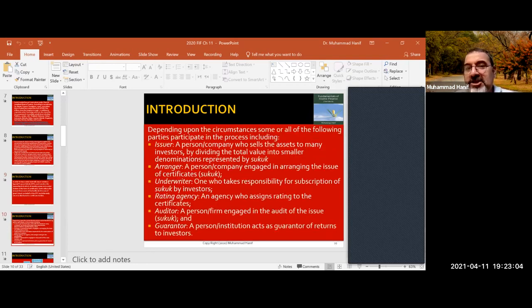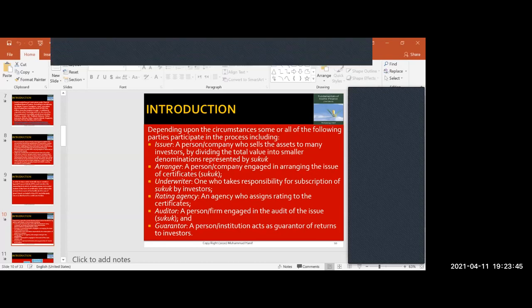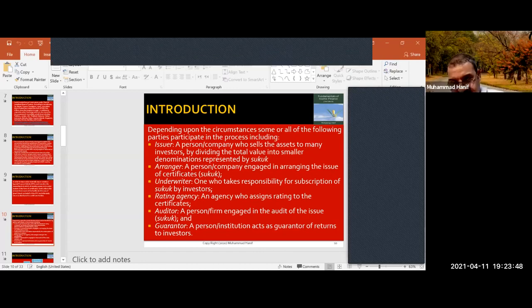Depending upon the circumstances, some or all of the following parties participate in the process of Sukuk structure. Issuer, a person or company who sells the asset to many investors by dividing the total value into smaller denominations represented by Sukuk. So for example, you have an asset and you want to sell it to the investors, it's a 1 million asset. So you will divide it maybe into 1,000. So if you divide 1 million by 1,000, how much does the answer come to? 1 million divided by 1,000. What is the answer? Is it 100 or 1,000 or 10,000? So you will issue 1,000 certificates. Each certificate is valued at 1,000.